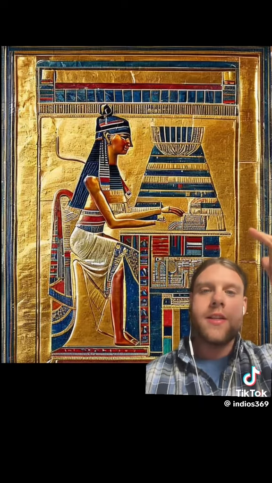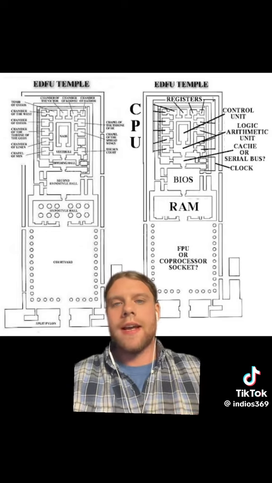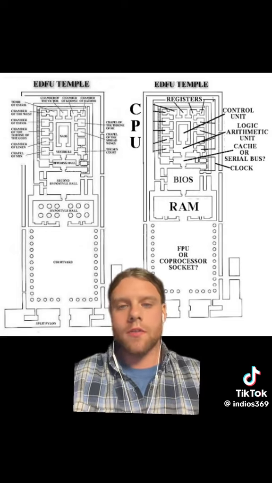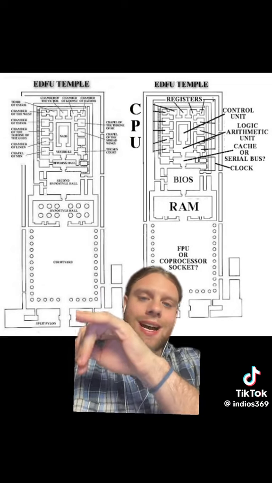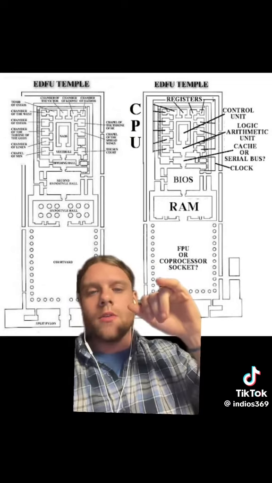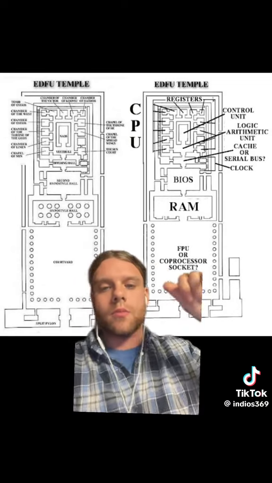This lady's using a computer right here. Here she is again typing on it. This is a computer all day. All their temples are laid out like CPU hard drives and computer RAMs. You can see right here these dots on the inside of this blueprint. That's going to be the capacitors inside your computer board.